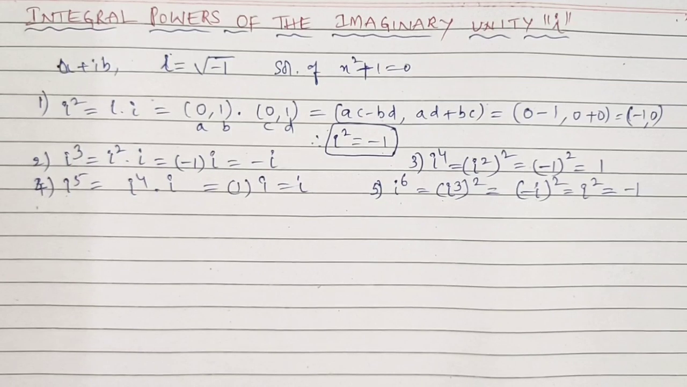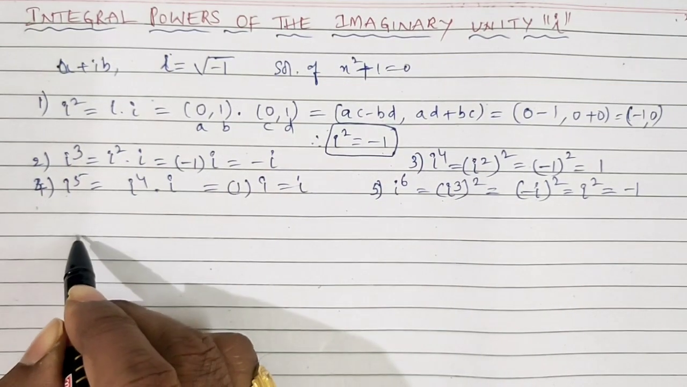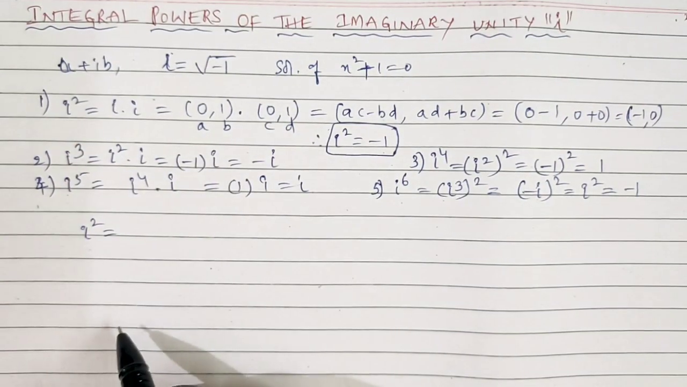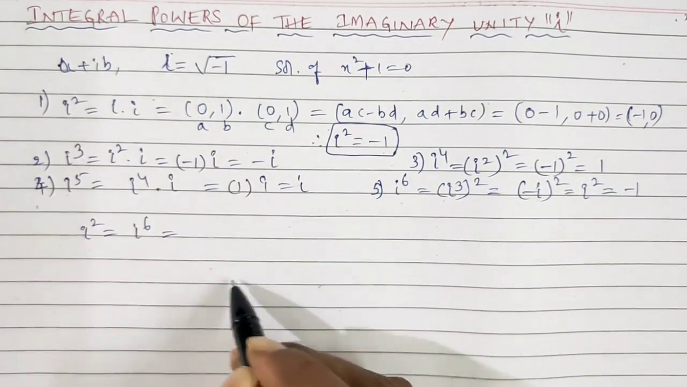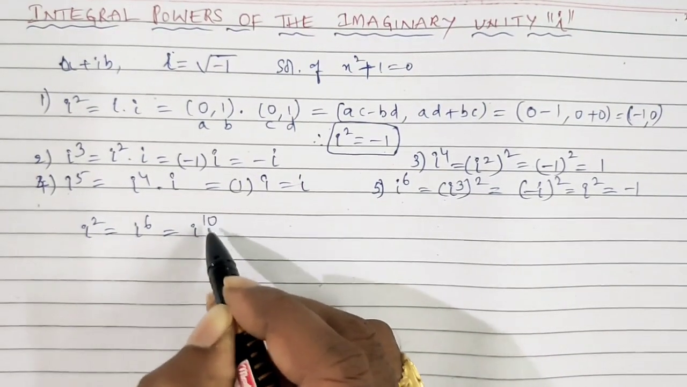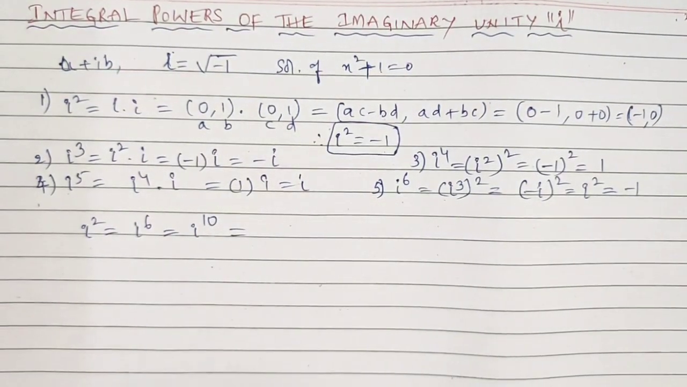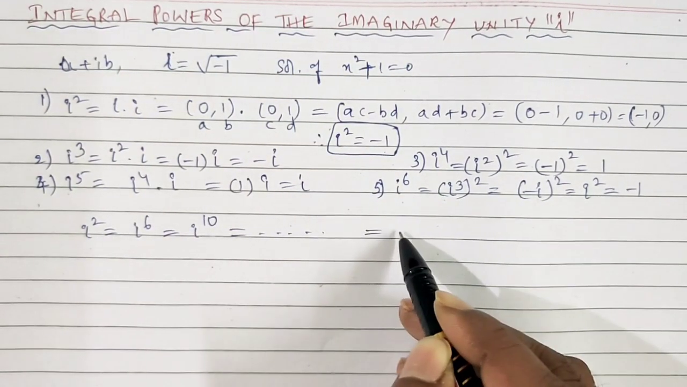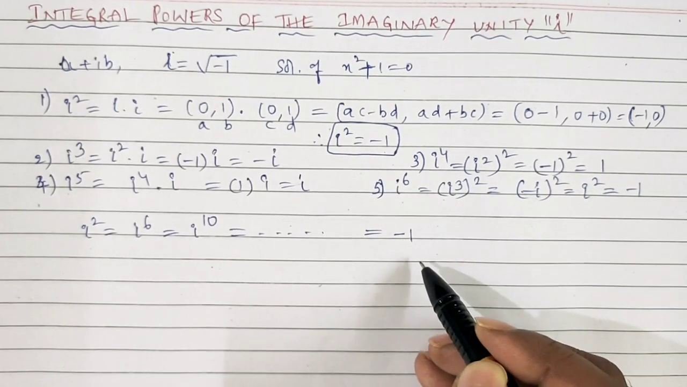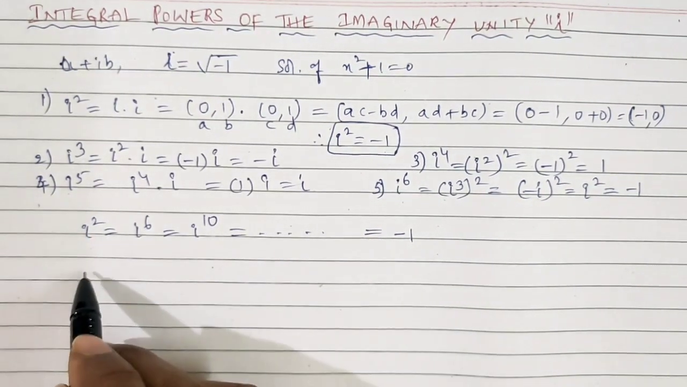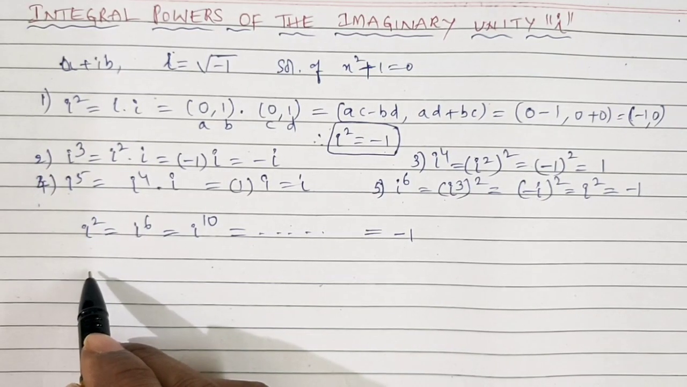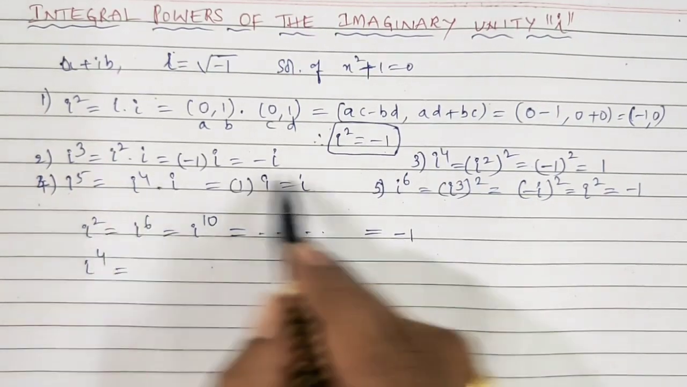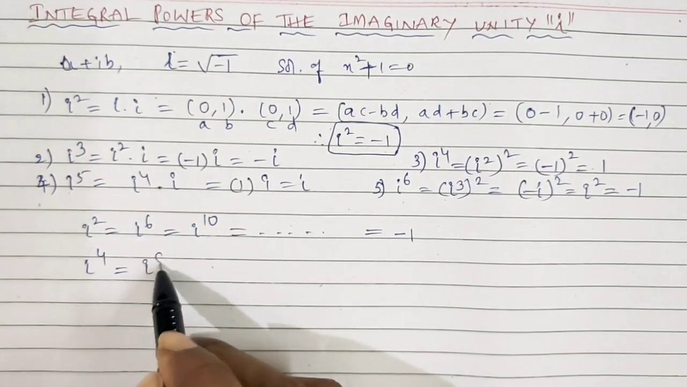If you observe here, the i square value we got is minus 1, and the i power 6 value also we got is minus 1. In the same way, i power 10 also gives minus 1 itself. So i power 2 is equal to i power 6, is equal to i power 10, and so on. The result will be minus 1. And another one, if you find the value of i power 4, what is the value? 1. And even i power 8 also we get 1.